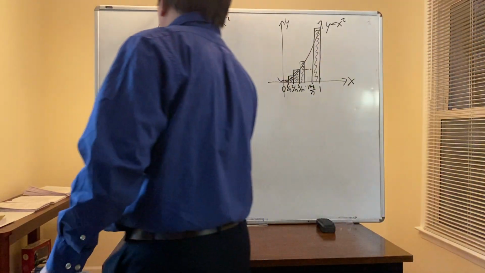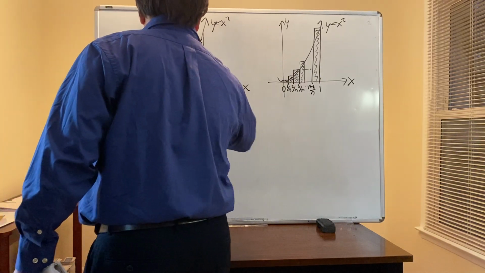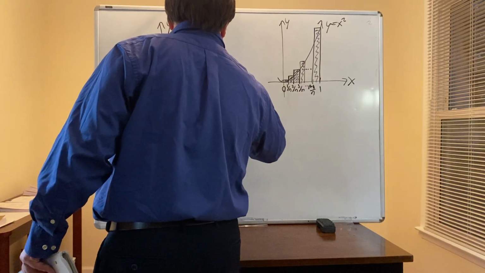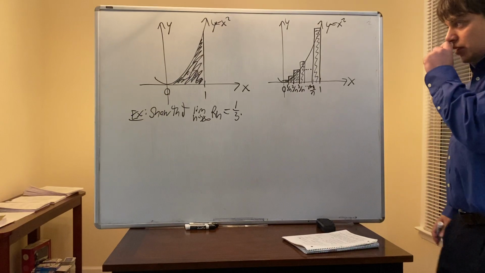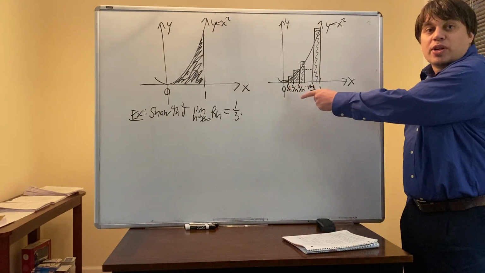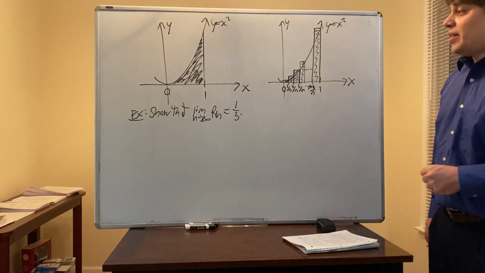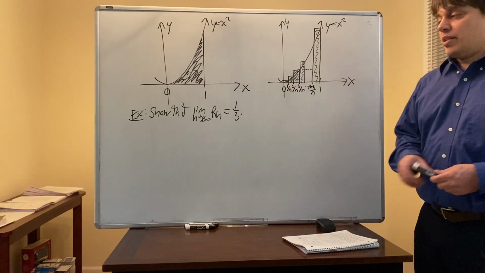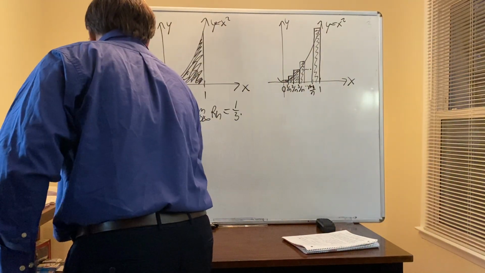Now the example we're going to do here is show that the limit as n approaches infinity of R sub n is equal to 1/3. So what I'm going to do is write a general expression for R sub n, which is the sum of n approximating rectangles, and then take the limit of that as n approaches infinity. I'm going to show that equals 1/3. Solution.